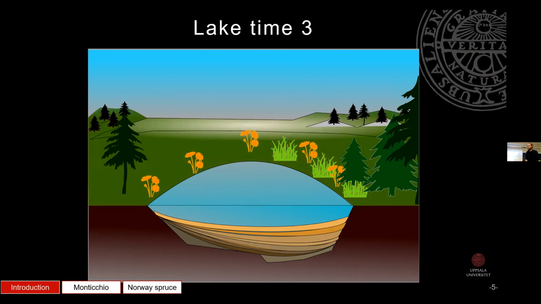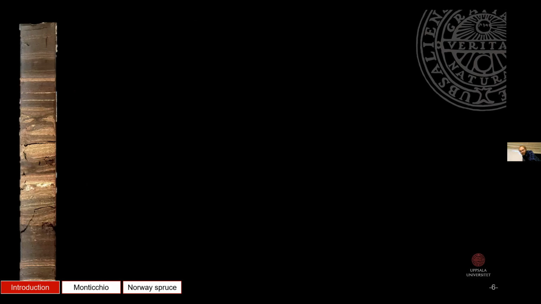And through time, compositions of flora change, what's happening in the catchment and regional things. And this ends up as a sediment core that looks like this, and we can go back in time and see what is present in the past.